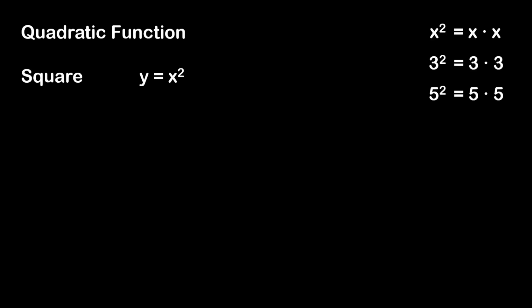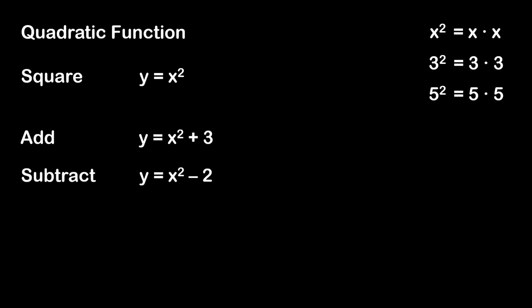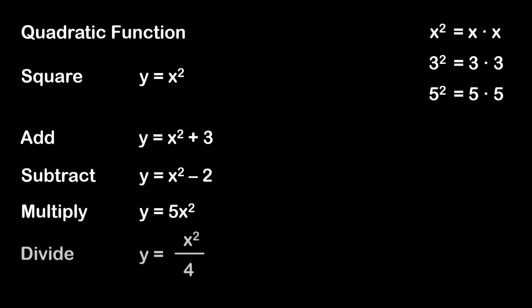Other than that, we're allowed to do the four different operations. So we're allowed to add a number, subtract a number, multiply, and divide. Here we add 3 to x squared, we subtract 2 from x squared, we multiply x squared by 5, and we divide x squared by 4. As long as we square x and stick to those four operations, we'll have a quadratic function. And I want to make it clear that in order for it to be a quadratic function, we have to square x. All the other four operations are optional, but we need to square x for it to qualify as a quadratic function. Once again, we're allowed to do more than one operation at once.